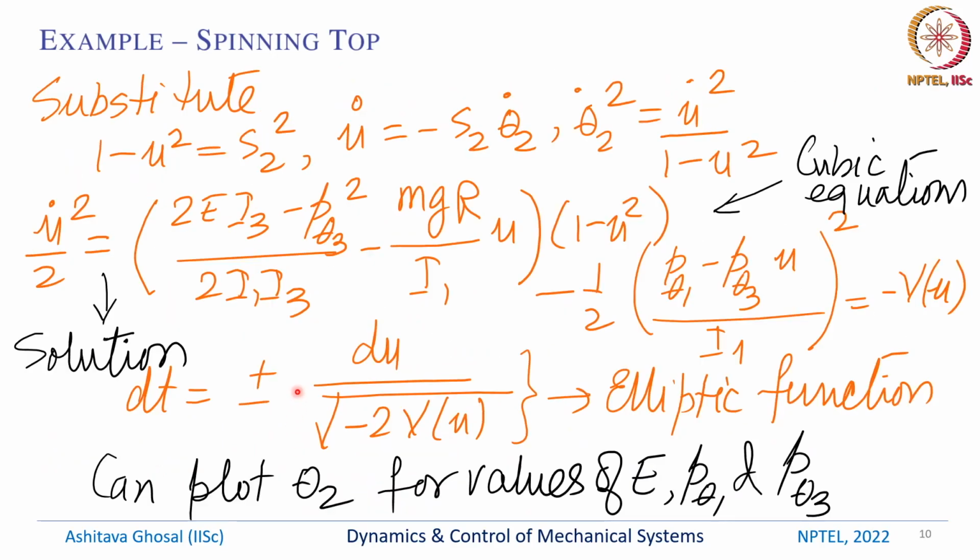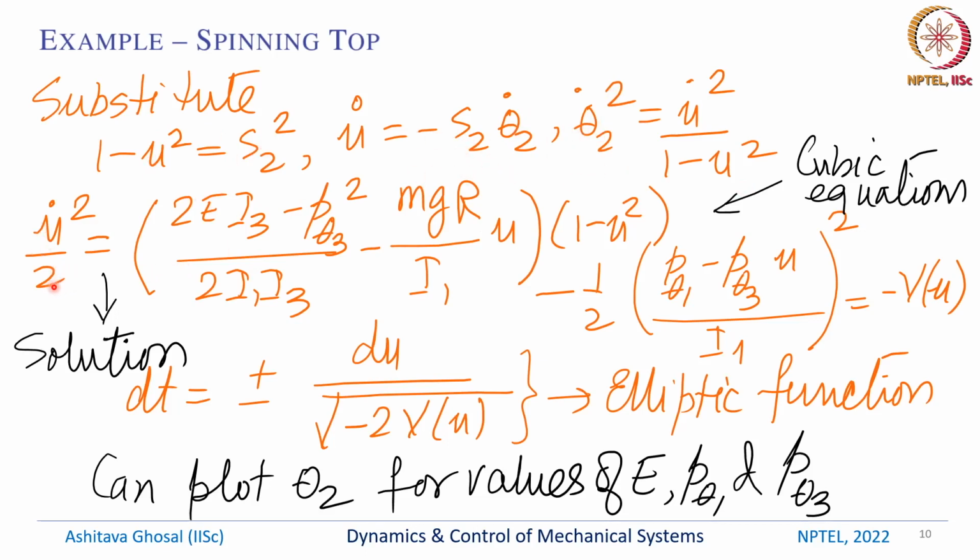But it turns out, and this is what people have found out after a lot of effort, and people have studied spinning tops extensively, that we can make this substitution. Let's call 1 minus u square as S2 square. Okay, S2 is what? Sine theta 2 square. Then u dot will be minus S2 into theta 2 dot, and theta 2 dot square is u dot square divided by 1 minus u square. Okay, so we substitute what is theta 2 dot and what is S2 square and various other terms.